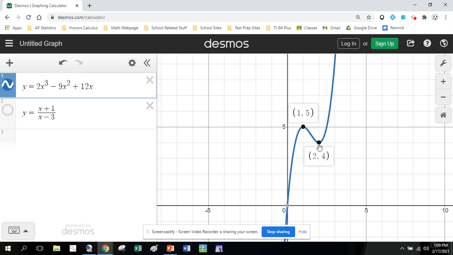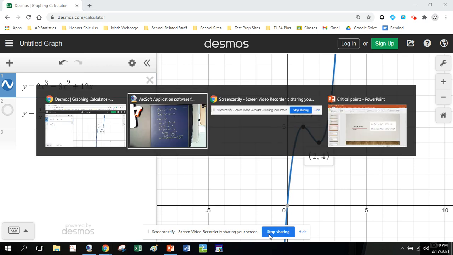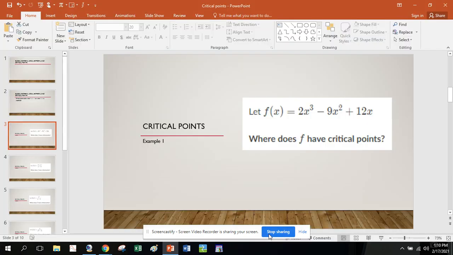Now, a global minimum and a global maximum would be the highest possible or the lowest possible values. So in this case, the global maximum, well, it wouldn't exist because it goes up to infinity, and a global minimum wouldn't exist because it goes down to -infinity. All right, let's have a look at another example.